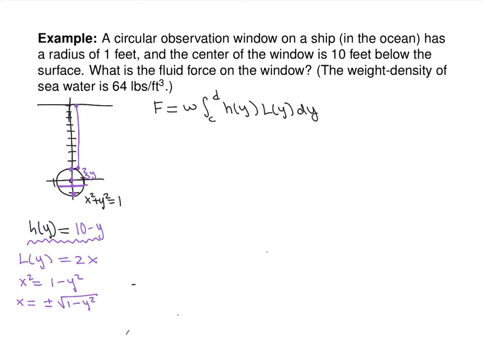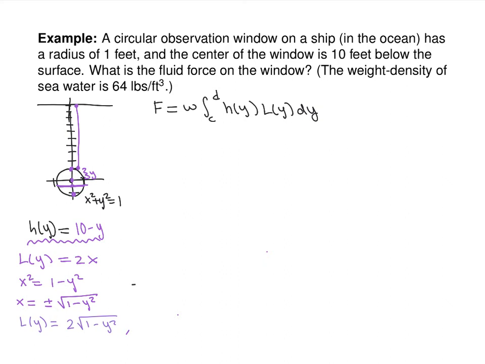The positive part actually gets this half of the circle, and the negative part gets this half of the circle. But in any case, one of them measures that distance. So to get the total distance from side to side, you must multiply by 2. So we have that L of y is 2 times the square root of 1 minus y squared.